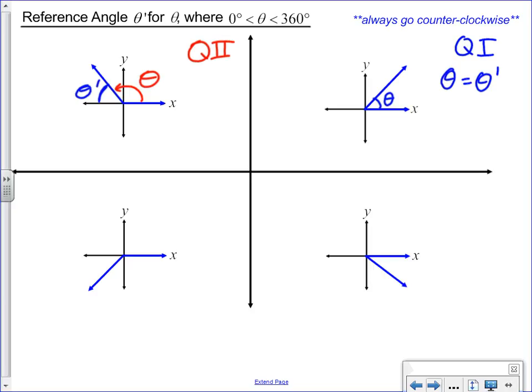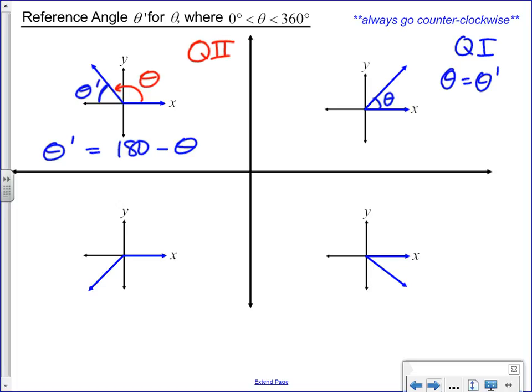How did you do that? Exactly. Just take away the angle from 180. So in the second quadrant, to find the reference angle, just take 180 minus the original angle, and that's your reference angle.